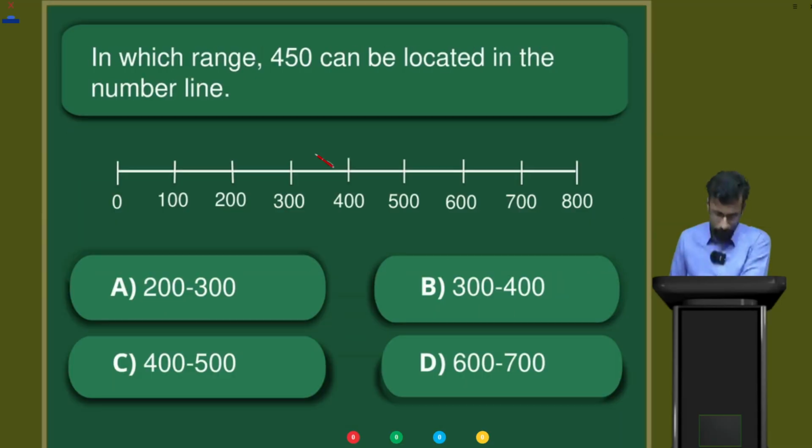Yes, I'm giving you another question. In which range can 450 be located in the number line? We have to find the range. That's a very easy question. I'm giving you 45 seconds of time here. So answer it correctly. 450 can be located in the number line. So what will be the range? Answer it.